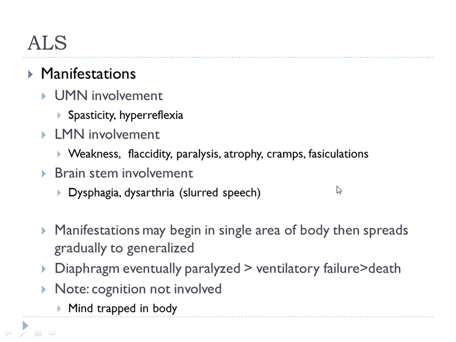The brainstem is technically still part of those motor neurons, so that has to do with speech. Often the manifestations may begin in just one area of the body. Maybe just one arm is weak. They have focal paralysis, and it's unexplained. The patient hasn't had a stroke. They can't diagnose it. They just have weakness in a part of their body. But eventually the overall body will become weak and eventually paralyzed.